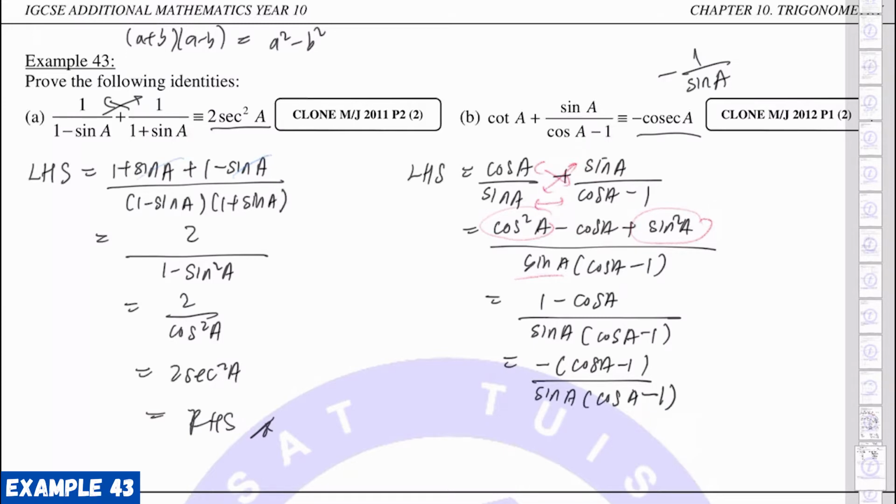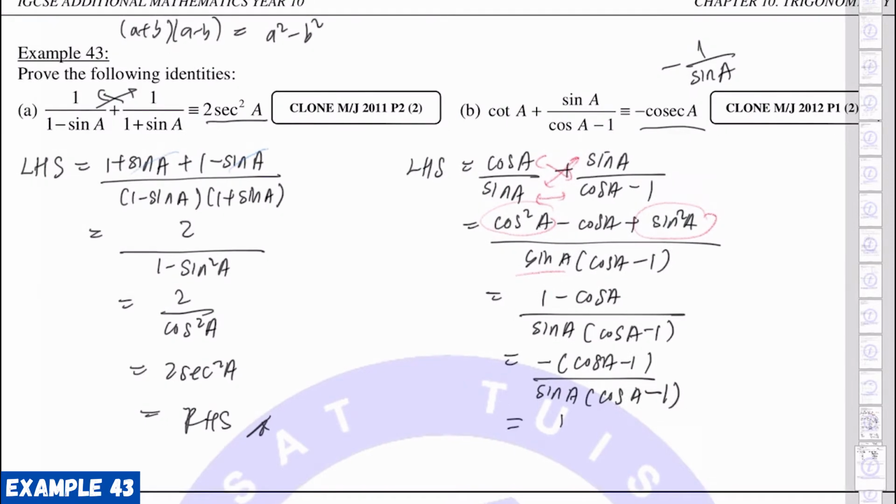So I can cancel them off, and I get 1 over sine. And what is 1 over sine? There's a negative here. Negative cosecant A, which is exactly the same as my right hand side. Okay?